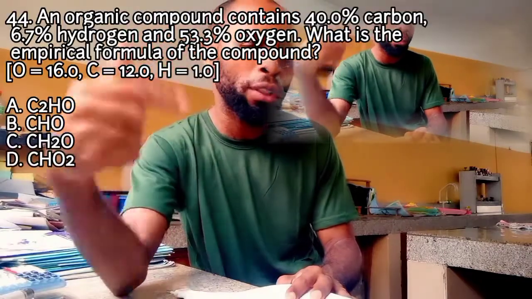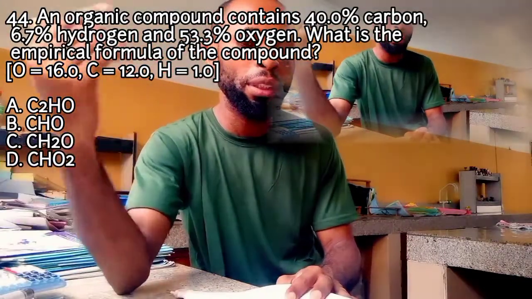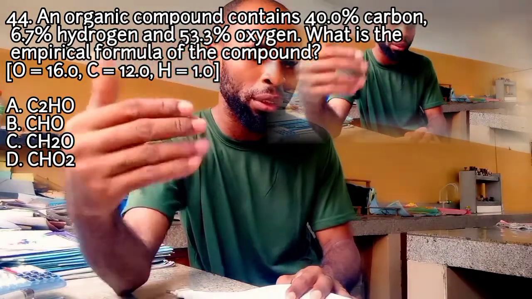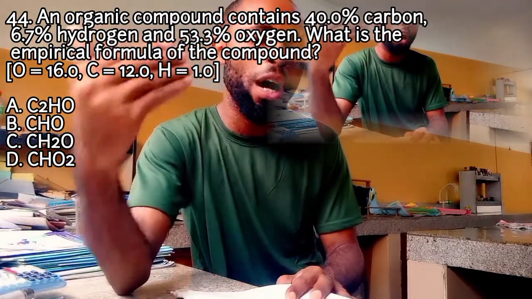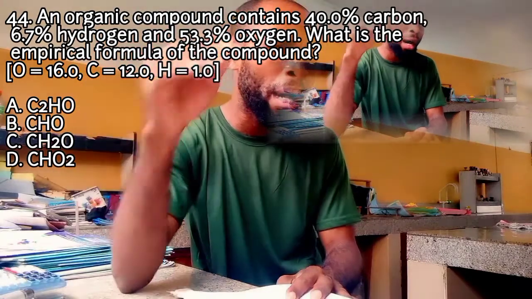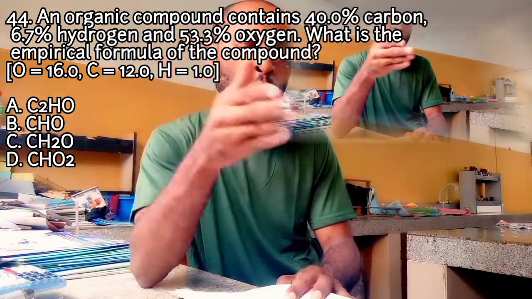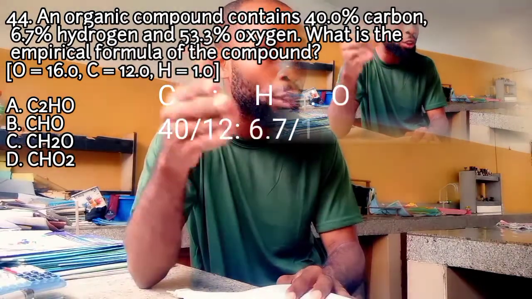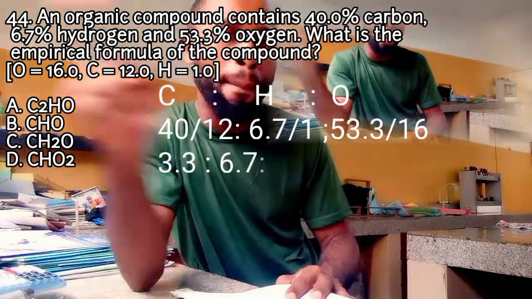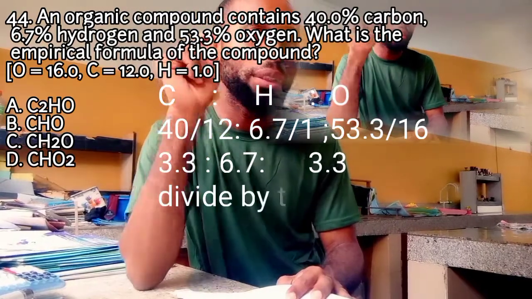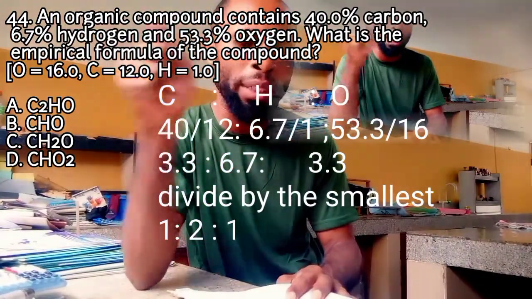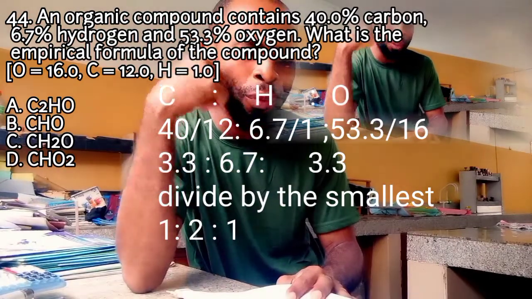44. An organic compound contains 40% carbon, 6.7% hydrogen and 53.3% oxygen. What is the empirical formula of this compound? Looking at the relative atomic mass of oxygen 16, carbon 12, hydrogen 1, if you divide them by that, we are going to have 3.3, 6.7 and 3.3. Dividing by the least among them, we are going to have 1, 2, 1. Therefore option C is the correct answer.